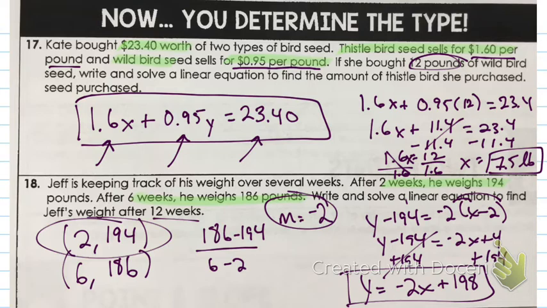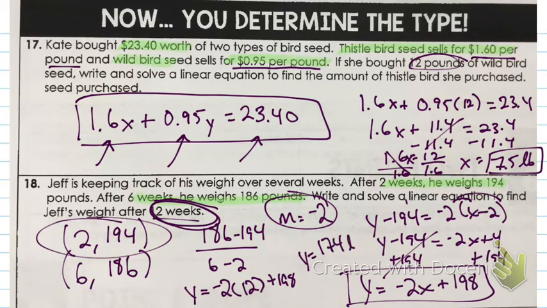But I'm going to go back here. The question it's asking us to interpret with our situation is, how much does this guy weigh after 12 weeks? Well, his total would equal negative 2 pounds a week for 12 weeks plus the 198 he started with. So negative 24 and 198 is 174. So he would weigh 174 pounds after 12 weeks.